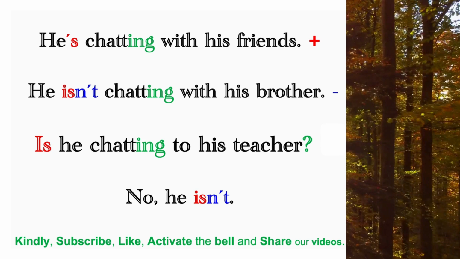He's chatting with his friends. He's chatting to his friends. When? Now. He isn't chatting with his brother. When? Now. Is he chatting to his teacher? When? Now. No, he isn't. Let's repeat after me these examples. He's chatting with his friends. He isn't chatting with his brother. Is he chatting to his teacher? No, he isn't.